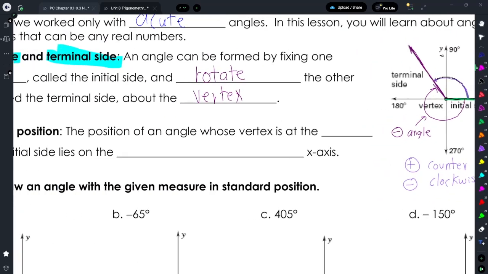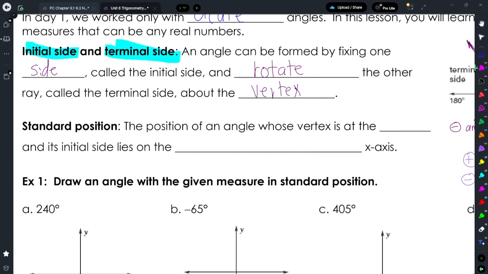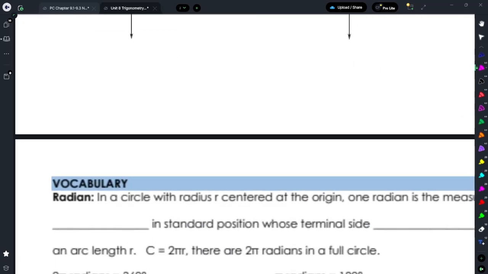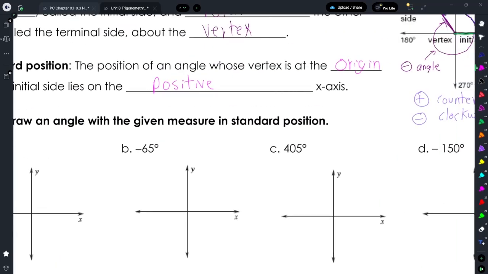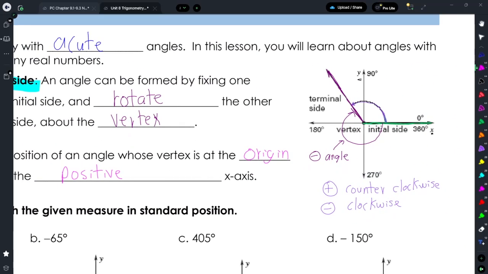Then we have something called standard position. Standard position of an angle is when we have the vertex at the origin, (0, 0), and its initial side lies on the positive x-axis. So this one was standard position because our vertex is at the origin, and our initial side is the positive x-axis.